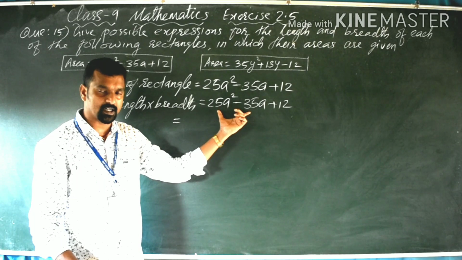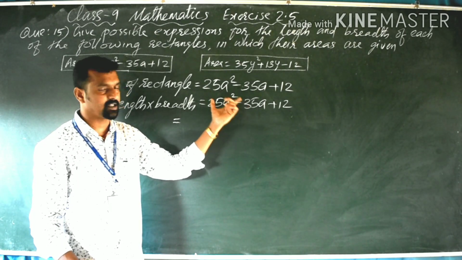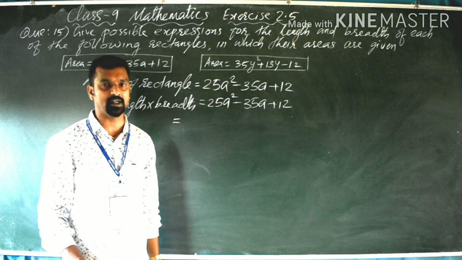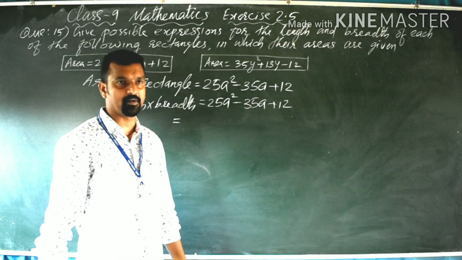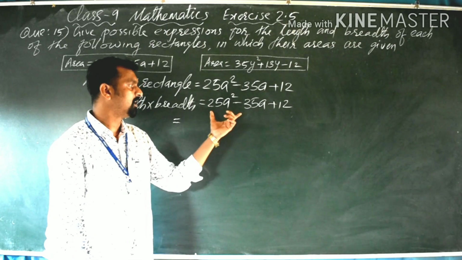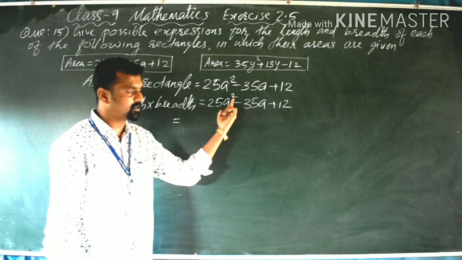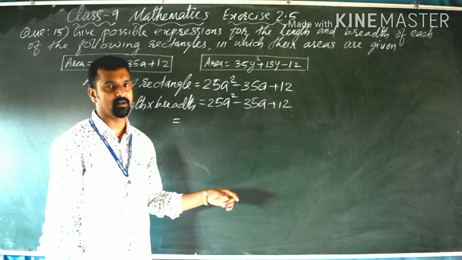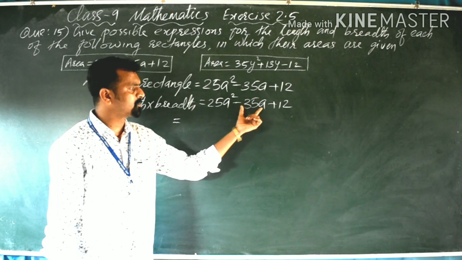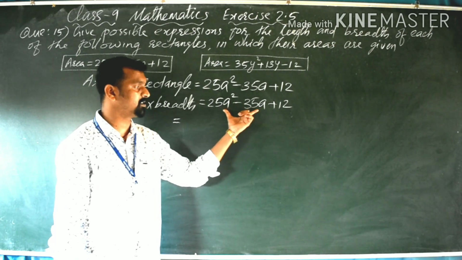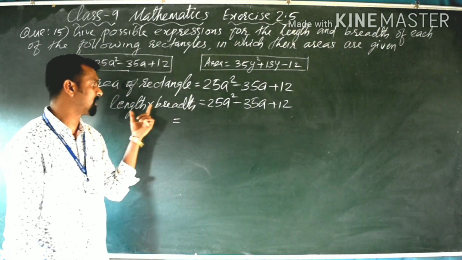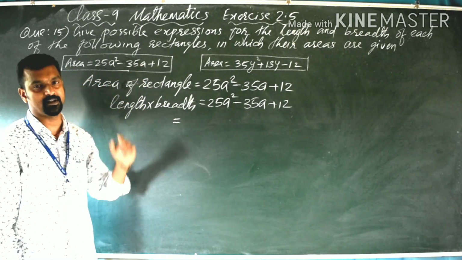It is a quadratic polynomial. In this chapter 2, we have studied different types of polynomials: linear polynomial, quadratic polynomial, cubic polynomial, and biquadratic polynomial. Its degree is 2, so it is a quadratic polynomial. So we are going to split its middle term, or we are going to factorize it. If we factorize this quadratic polynomial, then we will get the length and breadth of this rectangle.